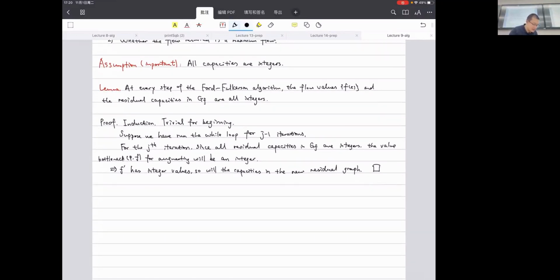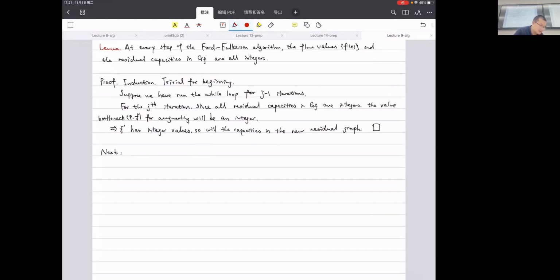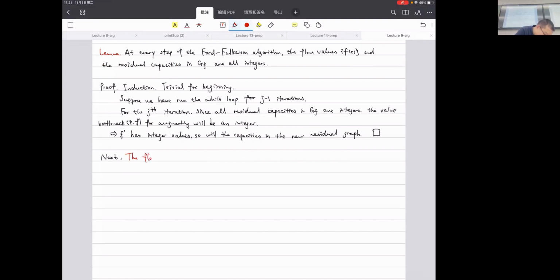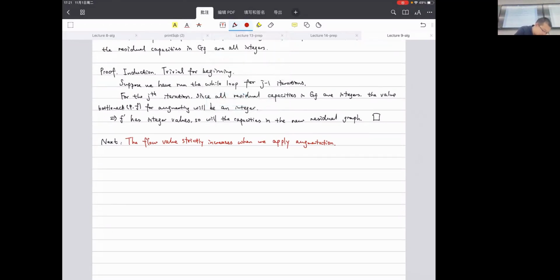So the next thing that we can clearly see, which is also a little bit trivial, is that the flow value strictly increases when we apply augmentation. This should be relatively straightforward. In particular, the value by which we increase the flow is the value of the bottleneck, because that is the value that we push through the corresponding flow here. So let's make this a little bit more formal.